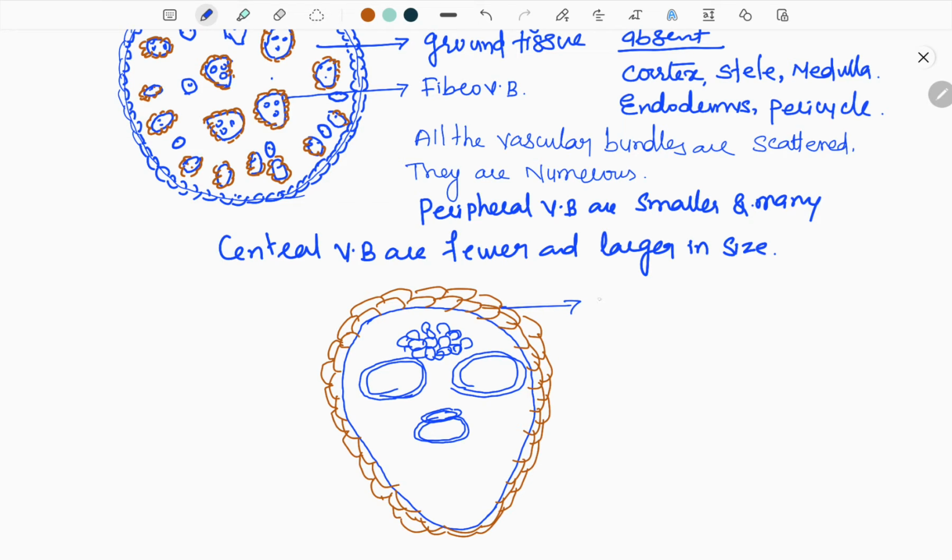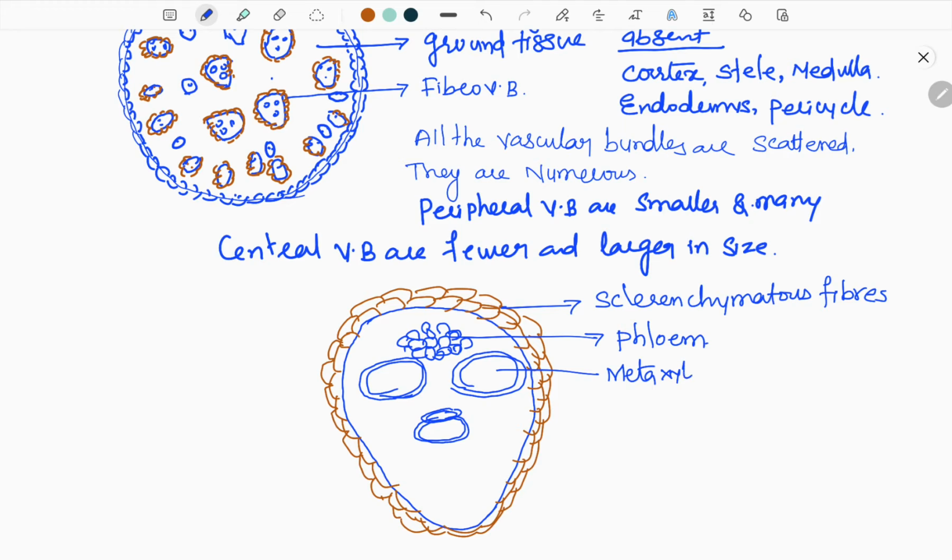So this is sclerenchymatous fiber. So they are called fibrovascular bundles. This is phloem. This is metaxylem. And this is protoxylem. And this is protoxylem lacunae.